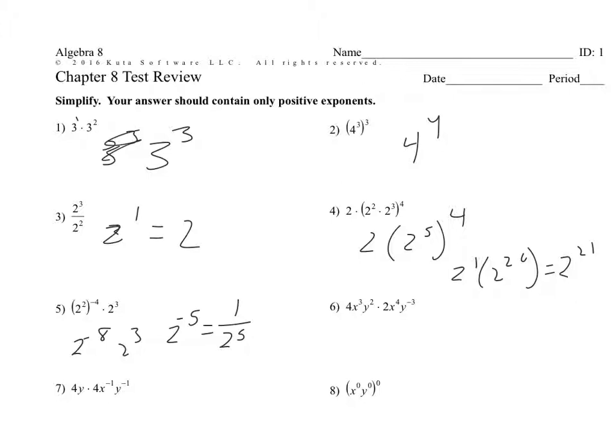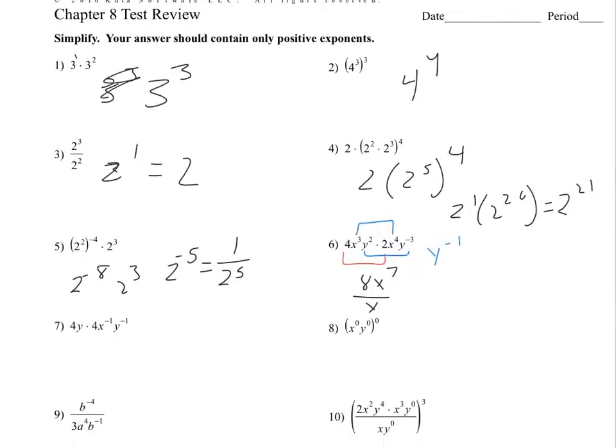All right, now number 6, the numbers now I'll start to multiply, so I see that I have a 4 and a 2, so I'm going to say that that is 8. And then I have an x to the third and an x to the fourth, so I'm going to say that that is x to the 7th. And last but not least, I have a y to the second and a y to the negative third, and that gives me y to the negative first. Well, to make that positive, I'll send it to the bottom, so it's over y, like that.